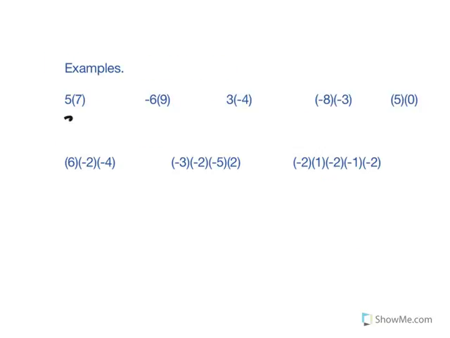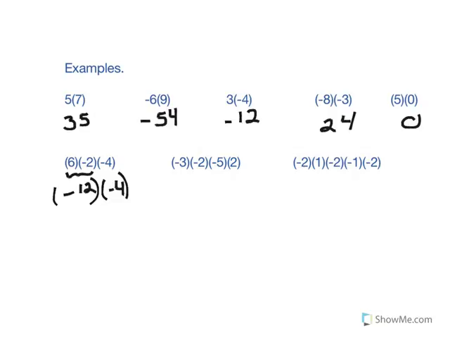Positive times positive, 35. Negative times positive is a negative. A positive times a negative is a negative. A negative times a negative is a positive. Anything times 0 is 0. All right, now here we've got more than two numbers, so we have to do them two at a time. 6 times negative 2 is negative 12, times negative 4 is a positive 48.